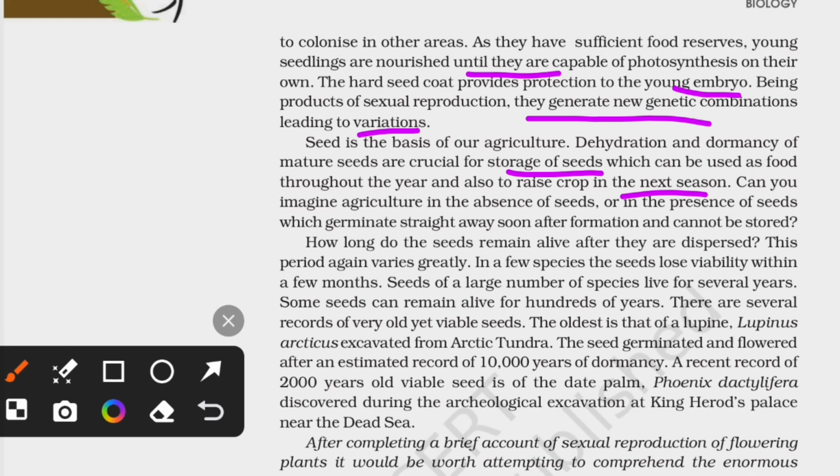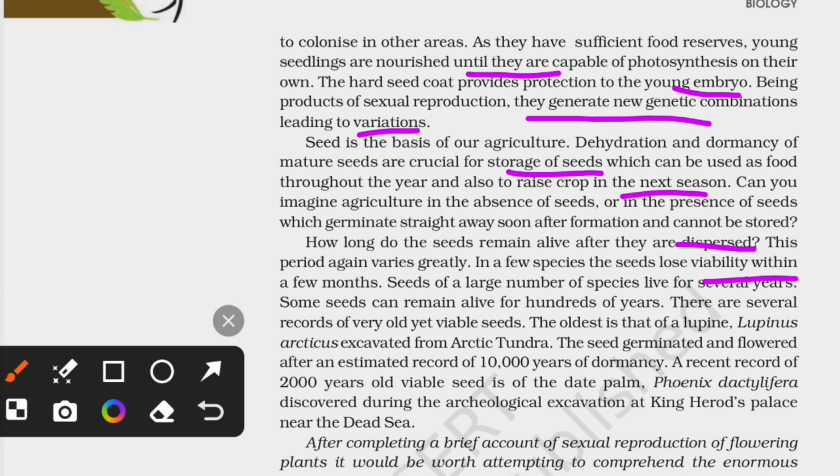How long do the seeds remain alive after they are dispersed? This period again varies greatly. In a few species, the seeds lose viability within a few months. Seeds of a large number of species remain viable for several years. Some seeds can remain alive for hundreds of years. There are several records of very old yet viable seeds.